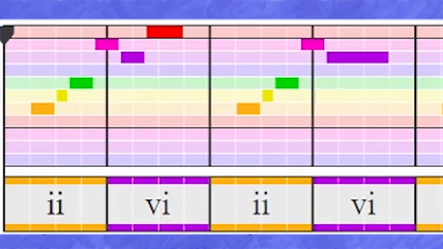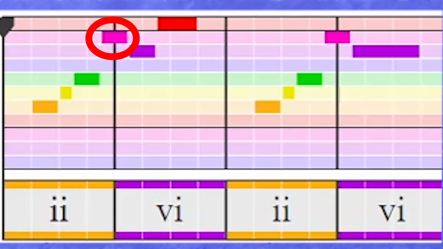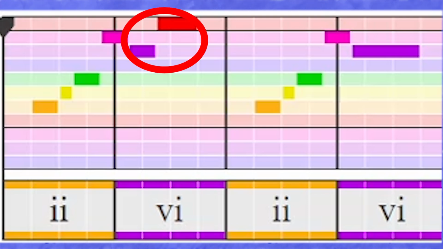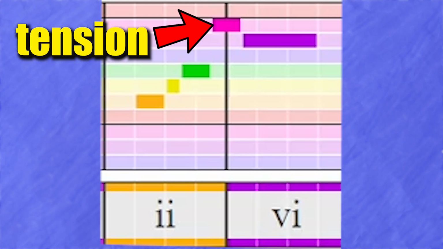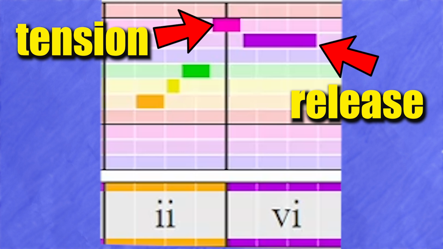In And I Love Her, we can hear the tension on the word all and the resolution on the words my love, and here on the word do. The melody moves from the non-chord tone of D sharp on a stronger beat down to the chord tone of C sharp on a weaker beat.